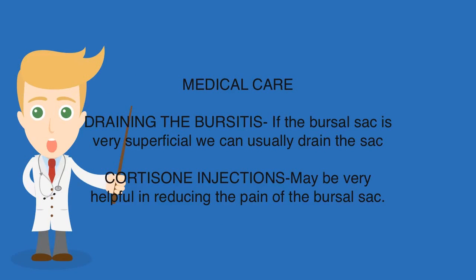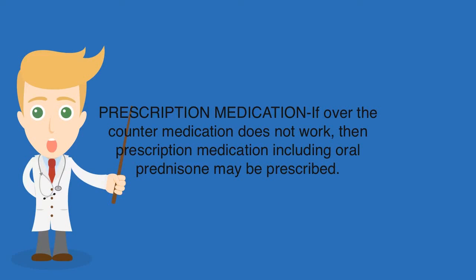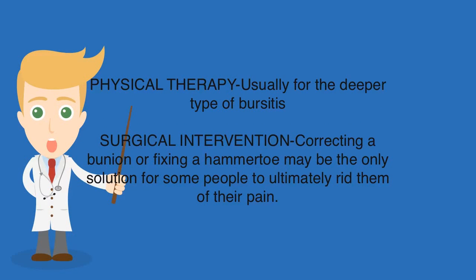Medical care. Draining the bursitis. If the bursal sac is very superficial we can usually drain the sac. Cortisone injections may be very helpful in reducing the pain of the bursal sac. Prescription medication. If over-the-counter medication does not work, then prescription medication including oral prednisone may be prescribed. Physical therapy, usually for the deeper type of bursitis. Surgical intervention. Correcting a bunion or fixing a hammer toe may be the only solution for some people to ultimately rid them of their pain.